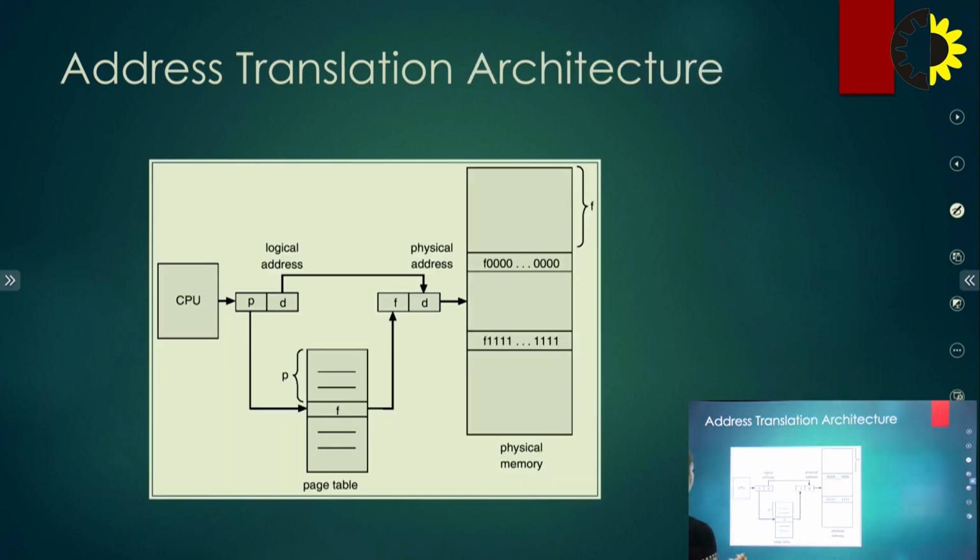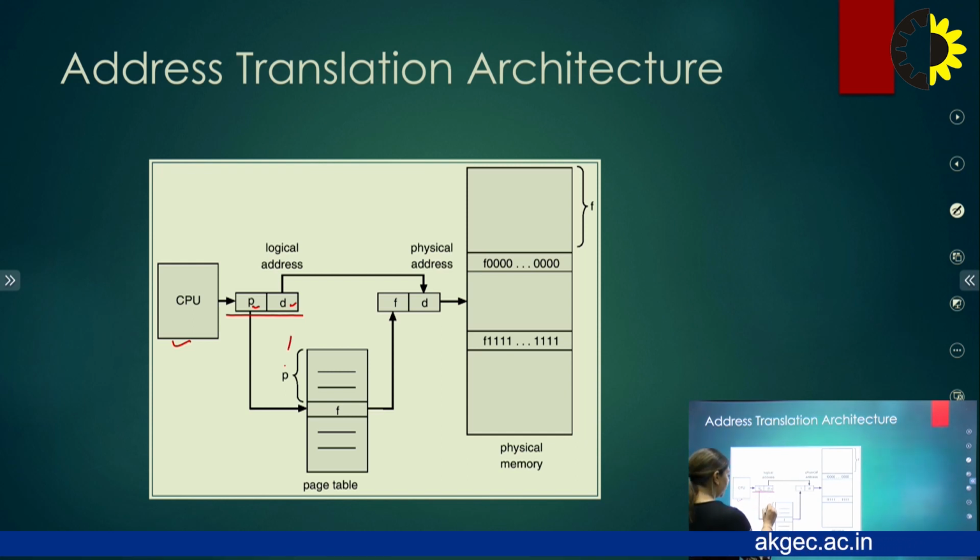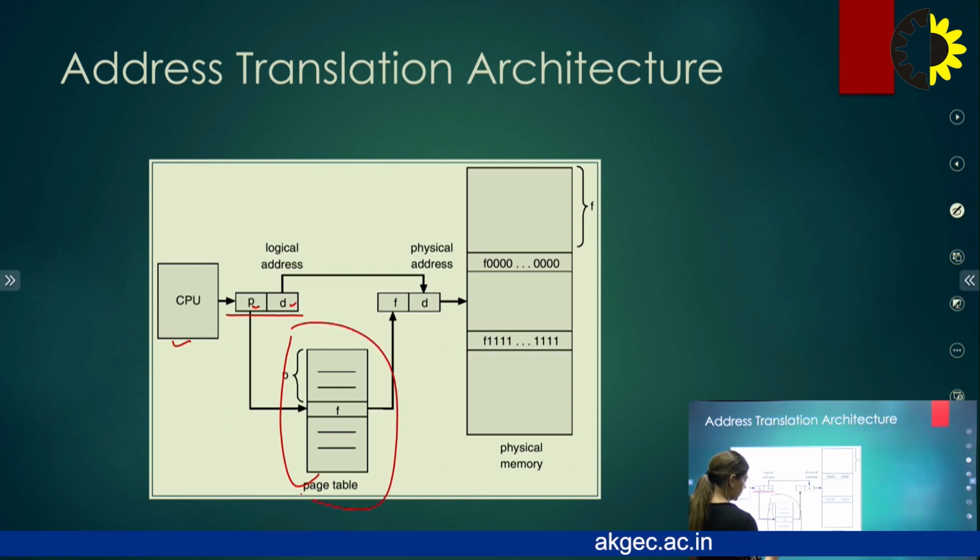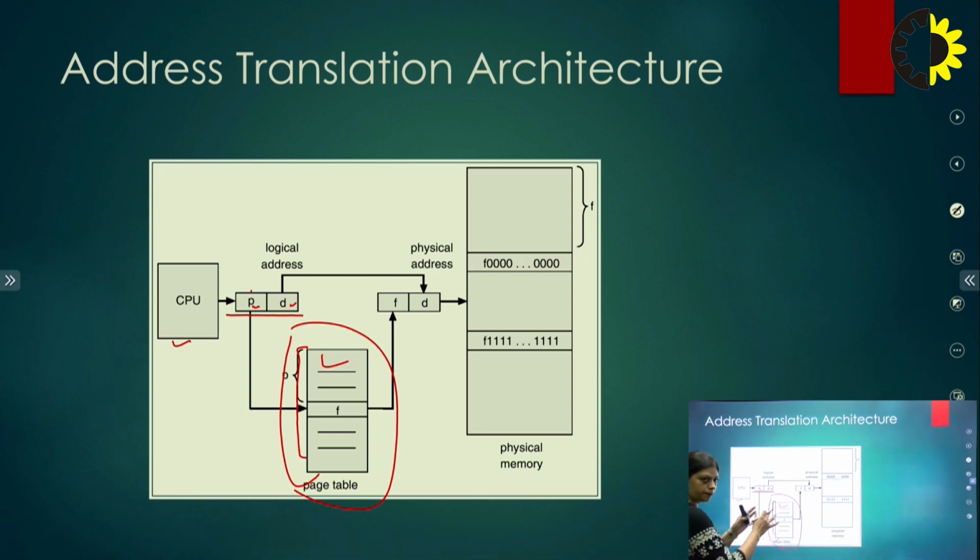Now see here, there is a CPU, right? The CPU will generate one logical address, which is divided into two parts, P and D, right? P is the page number and D is the offset. Now we will maintain a page table. On this side, we will write all the page numbers, and on this side we will write all the frame numbers. Which page is in which frame, right? It is one index-table type thing, right?